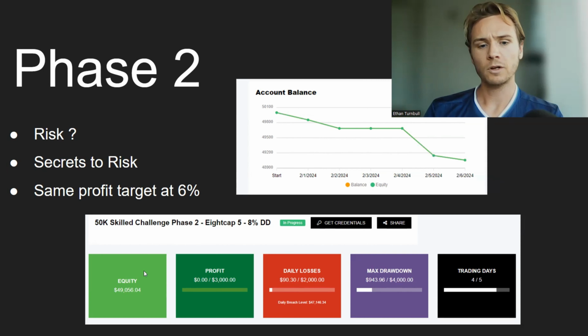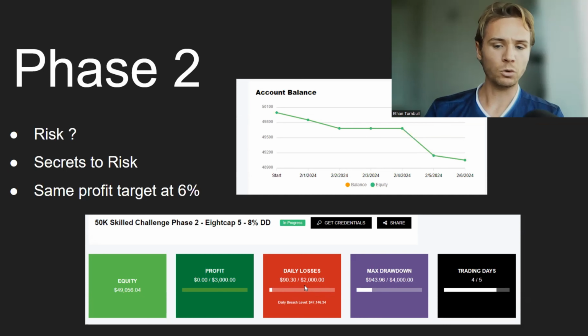So this is actually my current phase. It's the equity curve. The equity is just above 49,000. This is the profit target, like I said again, 6%. So that's 3K on the account. You have the daily loss limit. I'll never breach it unless I'm risking 2,000. The reason being is I only limit myself to 1 trade a day, 1 trade a session.